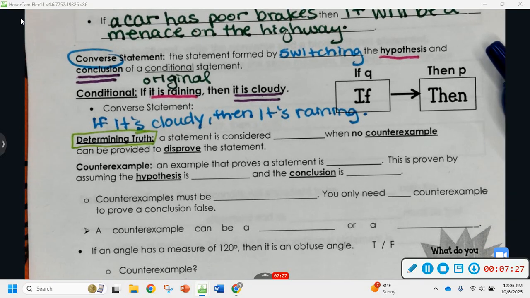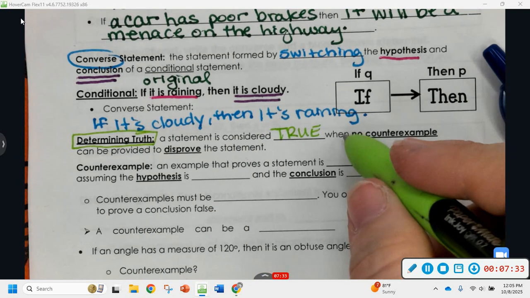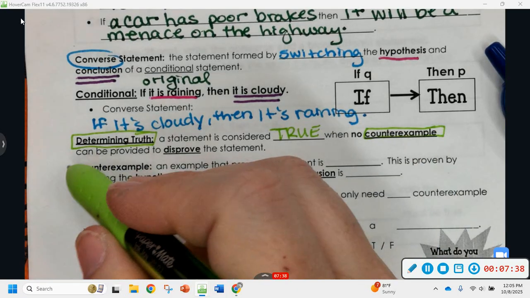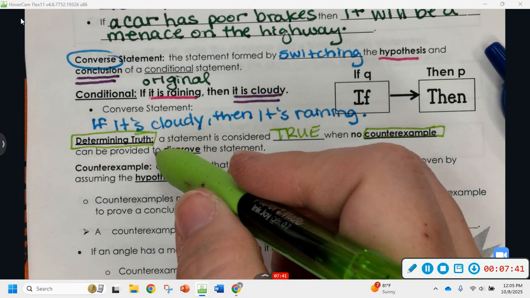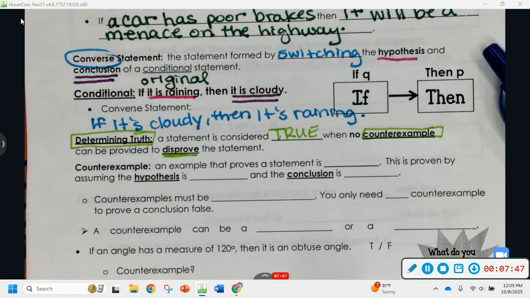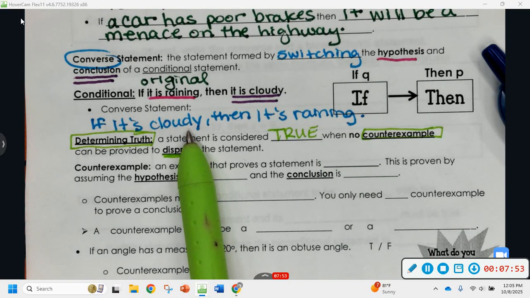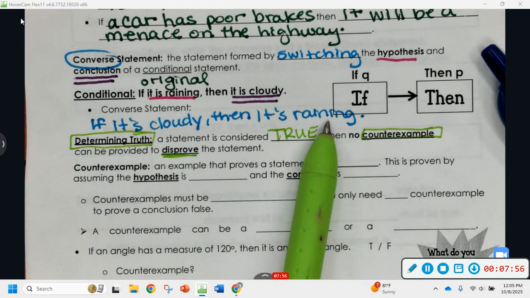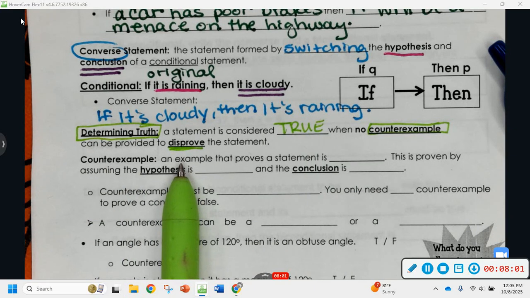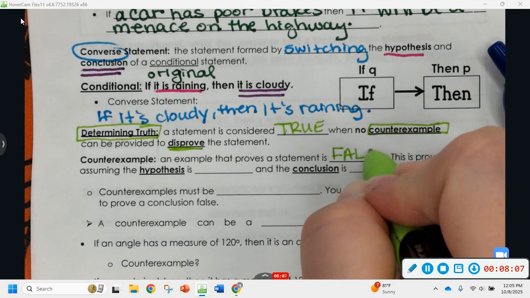And when a statement is considered true, then there are no counterexamples that can be provided to disprove that statement. So there's nothing you can do to disprove that statement. Well, if it's cloudy, then it's raining. We know that sometimes there's clouds out and it's not raining. So that would be a counterexample. Now, counterexample is an example that's going to prove your statement false.